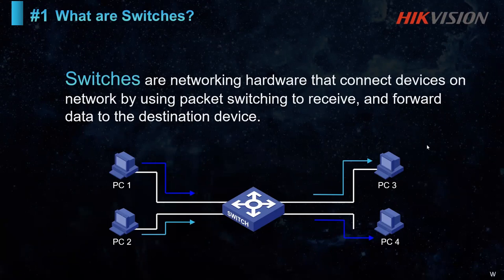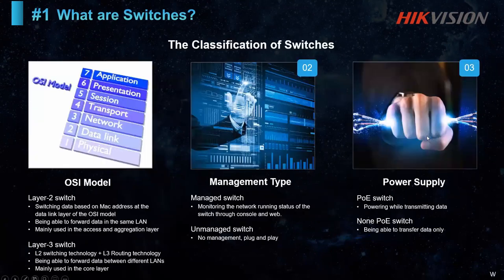We will go through the slides and understand their classifications and many more features in the upcoming slides as well. Here we have classified the switches into three categories. The first one, as you can see, is the OSI model. In this model, the switches that work in the data link layer are called layer 2 switches.